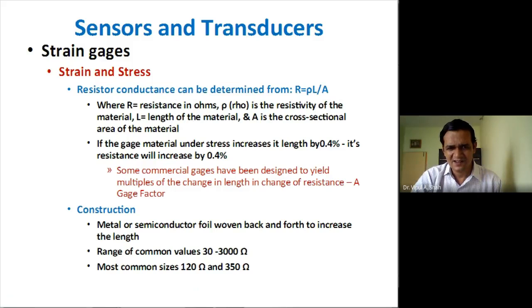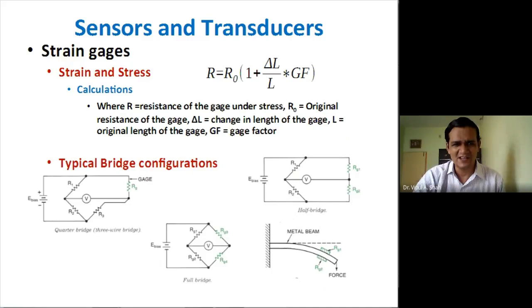And then semiconductor material or foil woven back and forth to increase the length can be utilized for the construction of a strain gauge. The range of common values is between 30 to 3000 ohms. The most common sizes fall within the range of 120 to 350 ohms. This is how you can utilize the strain gauges in a Wheatstone bridge circuit.